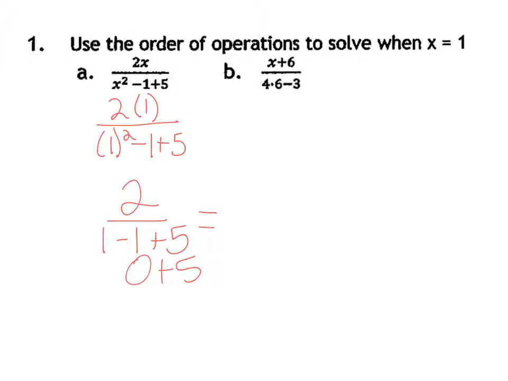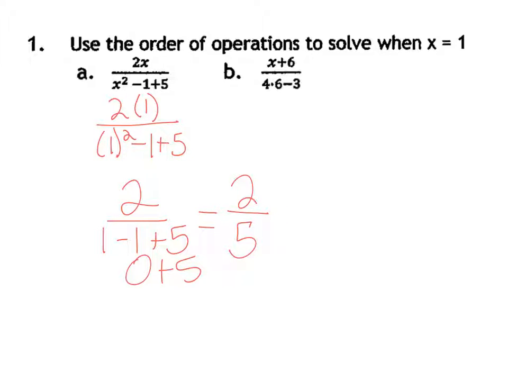So on the numerator, I keep my 2 because there was nothing else. On the denominator, 0 plus 5 is 5. 2/5. Fraction answer, keep it. It doesn't mean that you got it wrong if it's a fraction answer. Not everything's going to be a whole number.